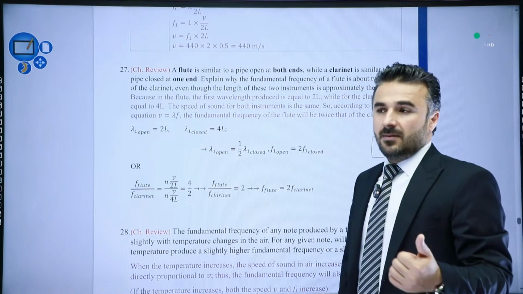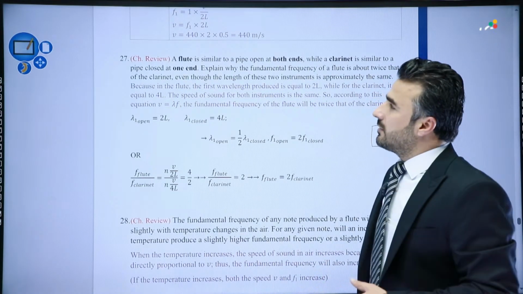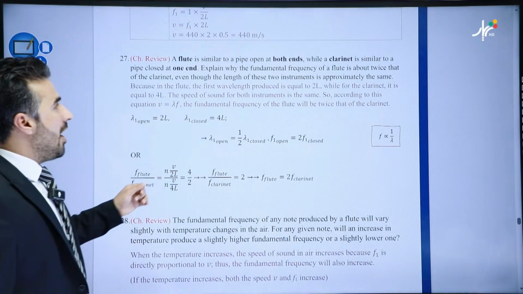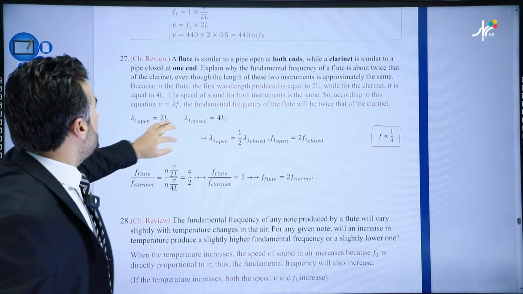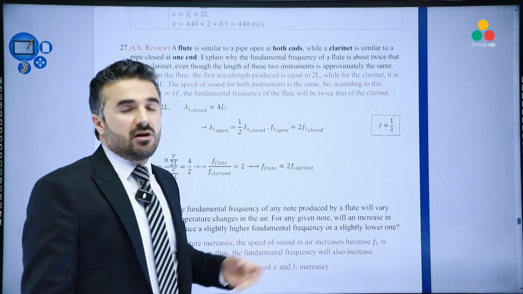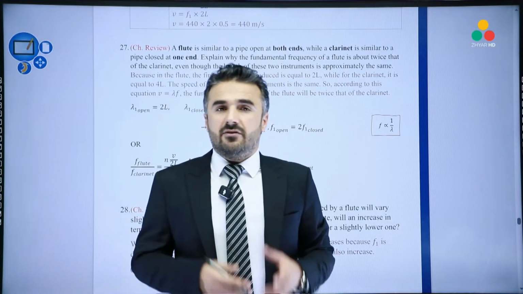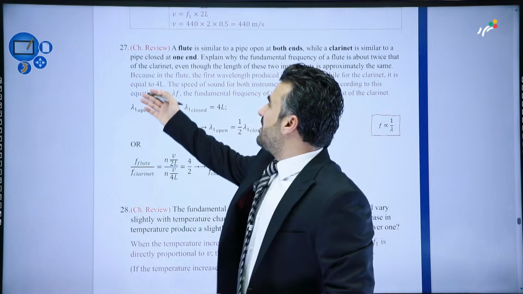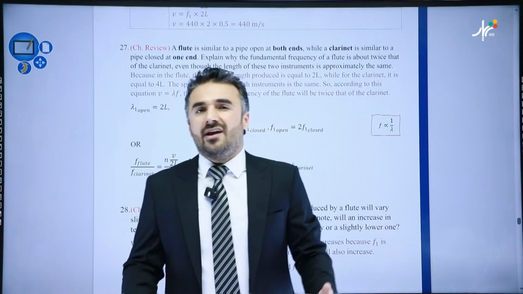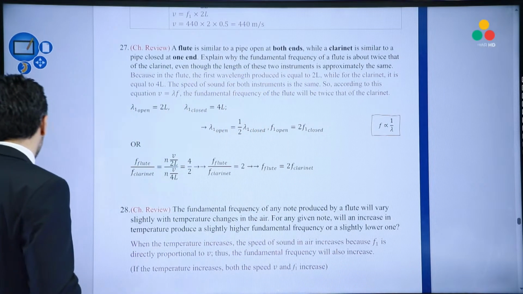So we have a flute, consider this to be a pipe that is open at both ends, and then there is a clarinet which is similar to a pipe that is closed at one end. The question says, explain why the fundamental frequency of the flute is twice that of the clarinet, even though the length of these two instruments is approximately the same. So even though they have the same length, the fundamental frequency of the flute is going to be twice that of the clarinet. What causes the reason? So stay with us and let's solve this question together.